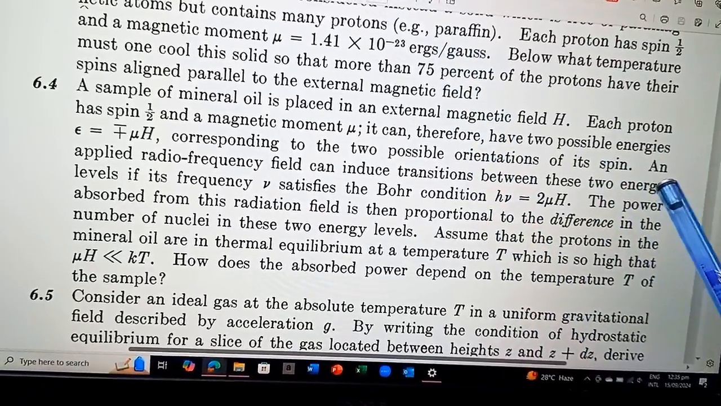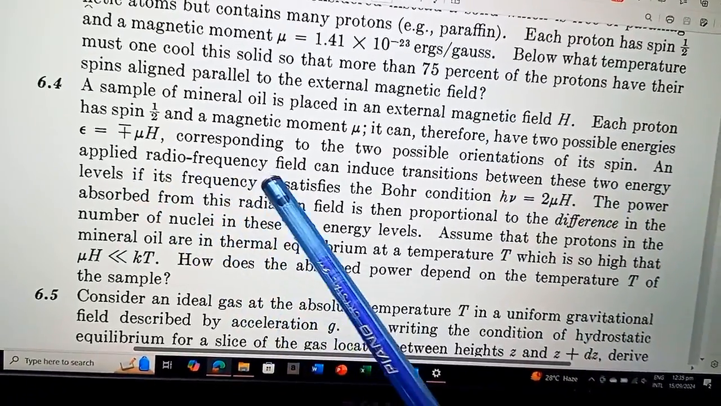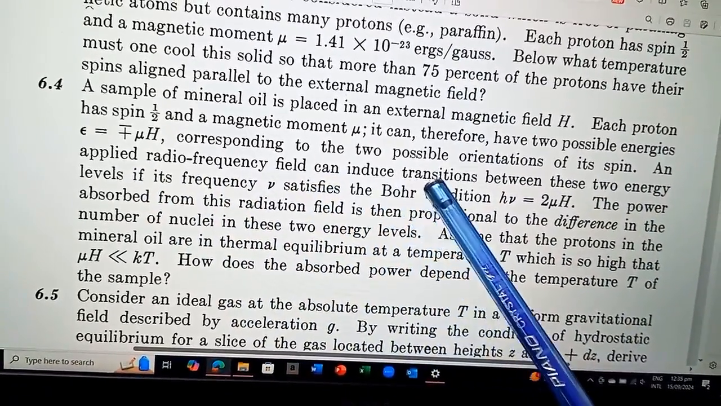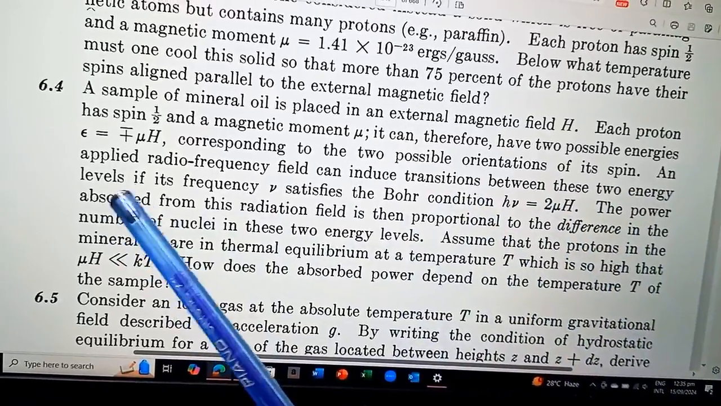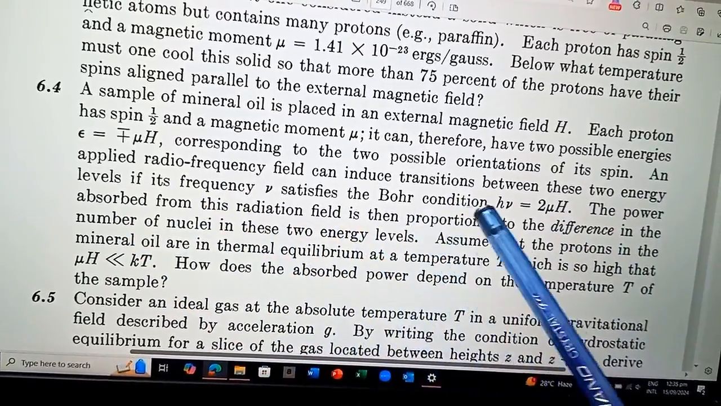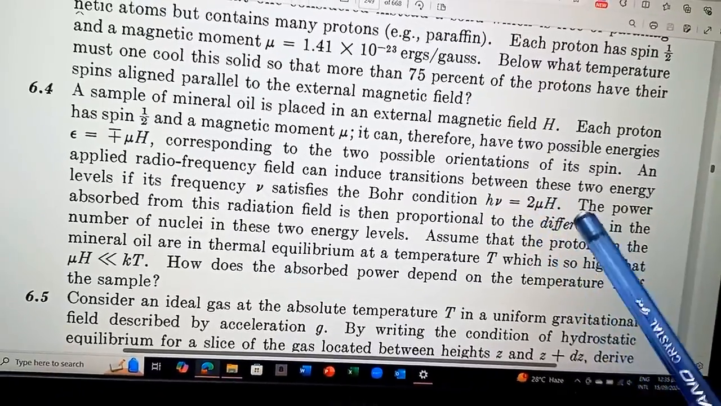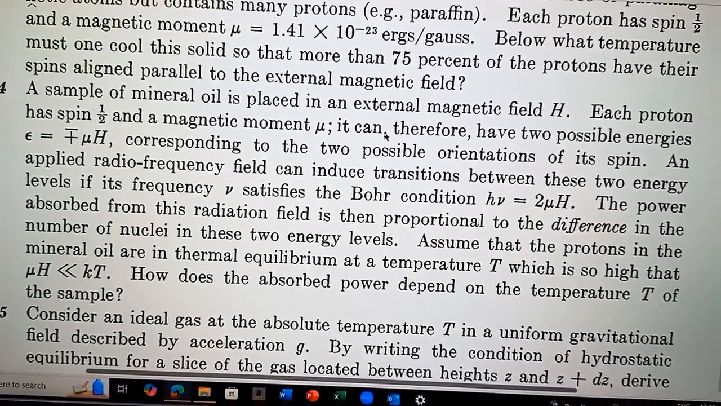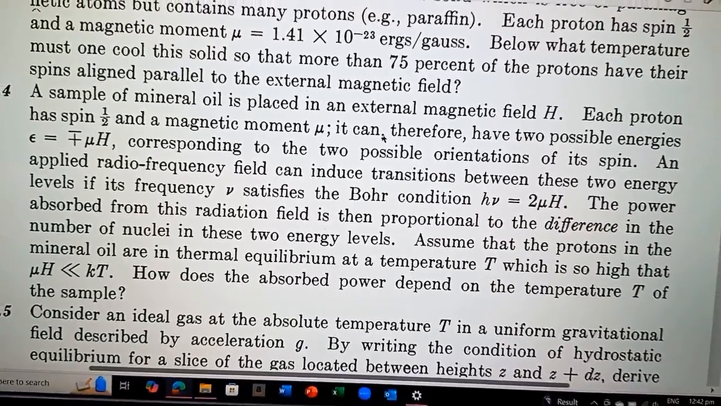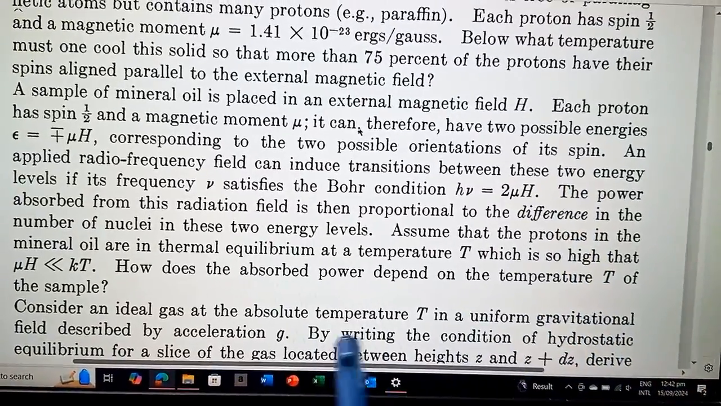What happens next is an applied radio frequency field can induce transitions between these two energy levels if its frequency satisfies the Bohr condition h nu equals 2 mu H. Okay, let me clarify first what our system looks like. Alright, then we can proceed with the problem statement.